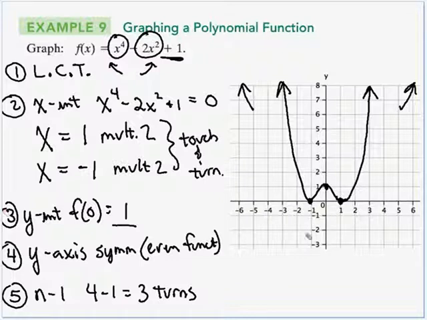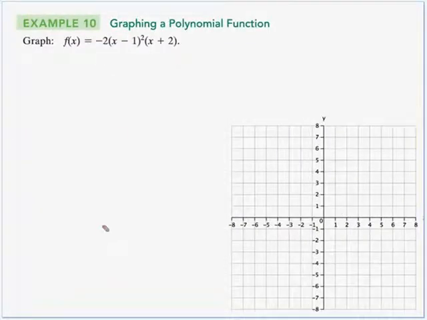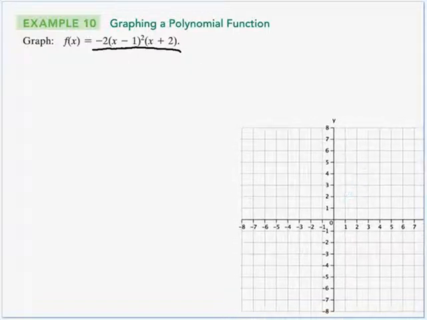Okay, I think we got one more example. Example 10. And here they were nice enough, at least they gave it to us, and it is fully factored. Look at that. They broke it up into some nice factors for us already. So let's see. 5 steps.